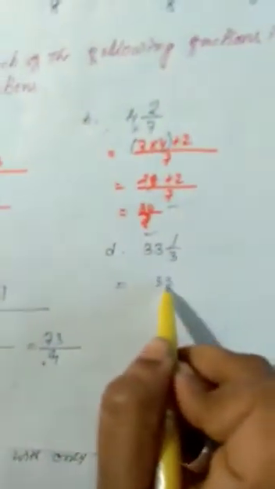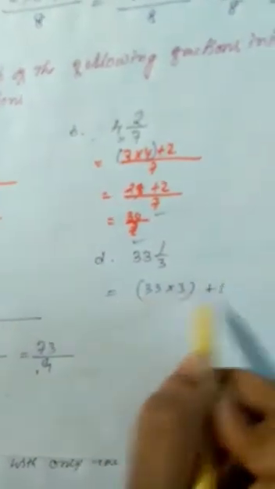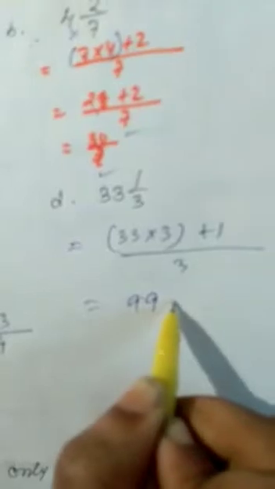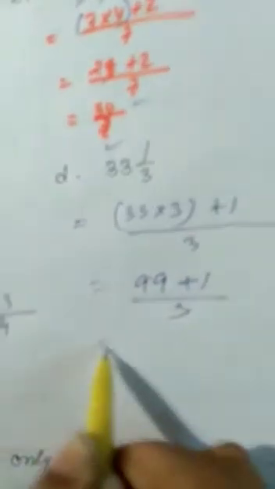The same way you can do the others also, like 33 into 3, then plus 1, divided by 3. If you do so, 900 by 3. Now it's an improper fraction. Okay, so in the same way this E number can be completed by you.